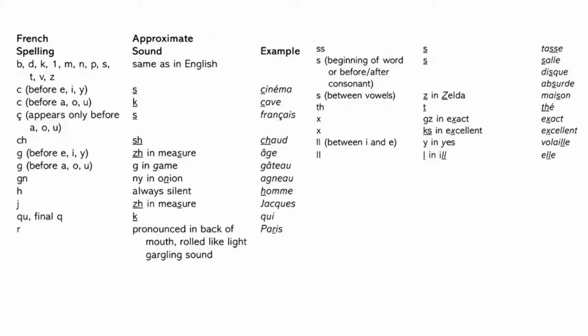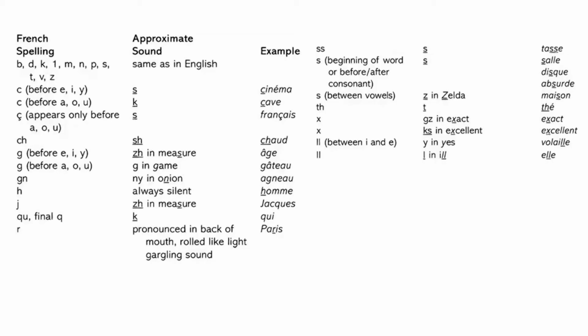CH is "sh", and AU sound is "o", so it is short. Before E, I, Y, if there is G, the sound is "j", so it is "âge". Before A, O, U, if there is G, the sound is "g", so it is "gâteau". EAU sound is "o".